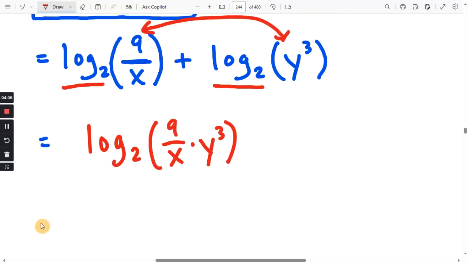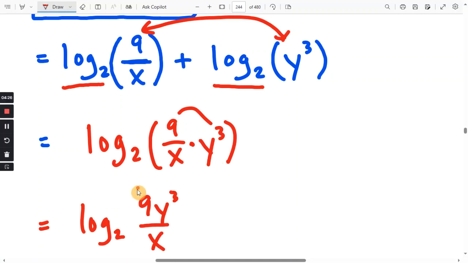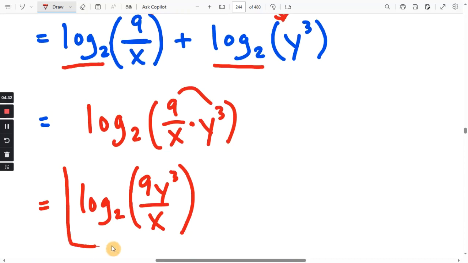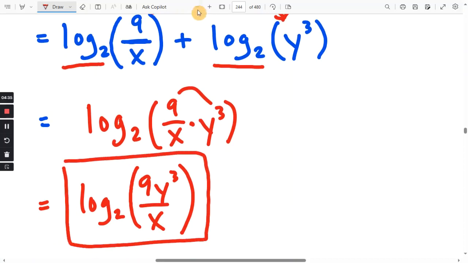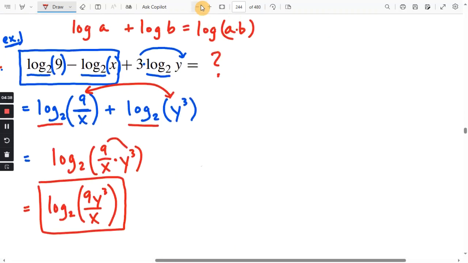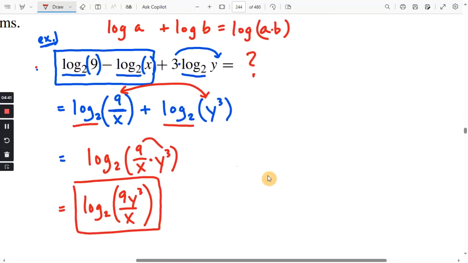And from there, just cleaning it up, it's log base 2. And when you multiply fractions, you multiply numerators. 9 times y to the third in the numerator, that's just 9y to the third. And this has no denominator, so the only denominator is the x. So it's 9y to the third divided by x. So that is an example where you combine all three log properties.